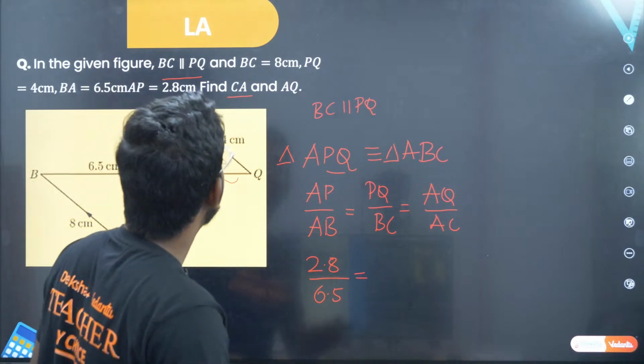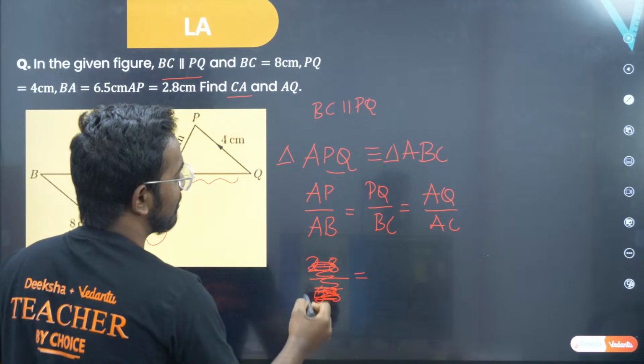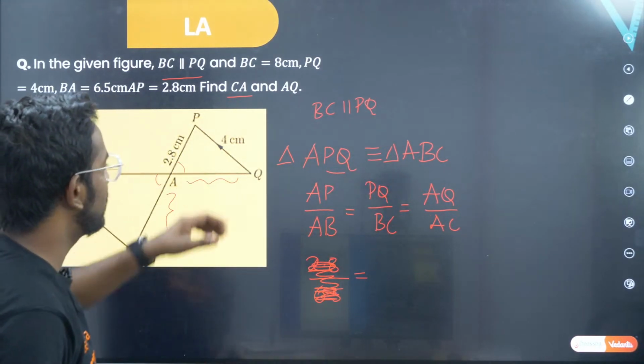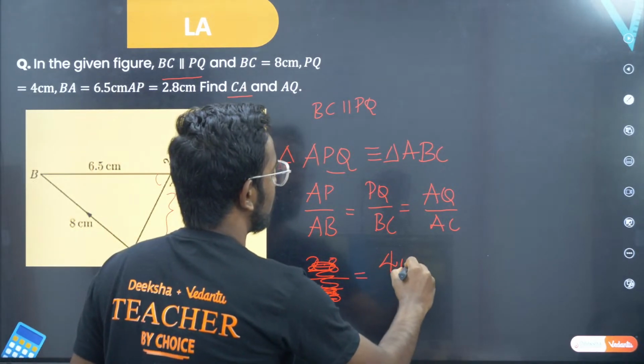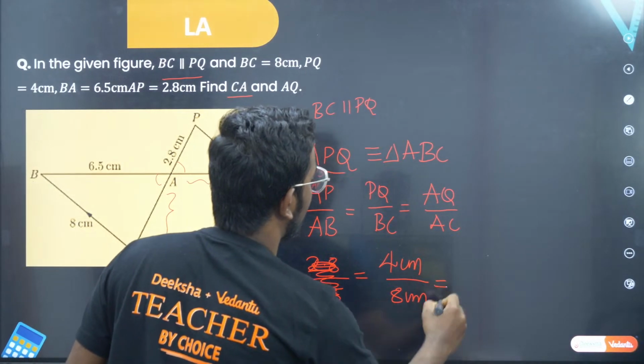Okay, so let's take any one of these. You see, this becomes decimal-wise, so let's avoid this. Let's take PQ and BC. PQ is basically 4 centimeters, and BC is 8 centimeters. So that is already given. So the ratio is basically 1/2.